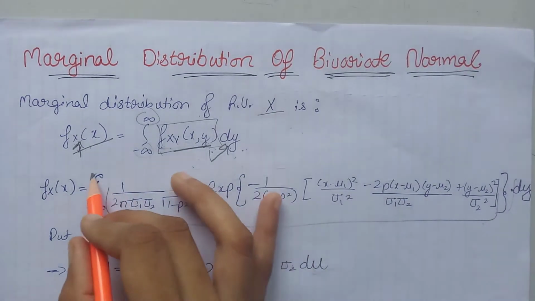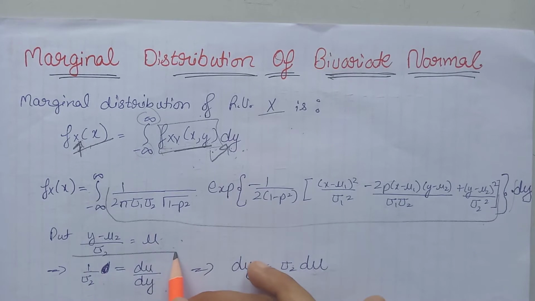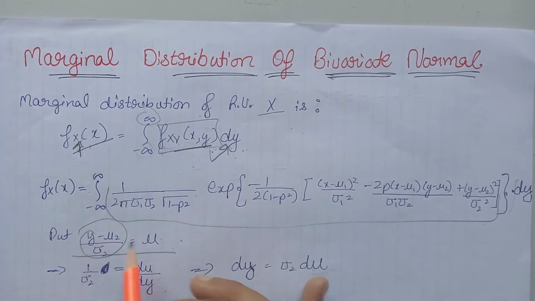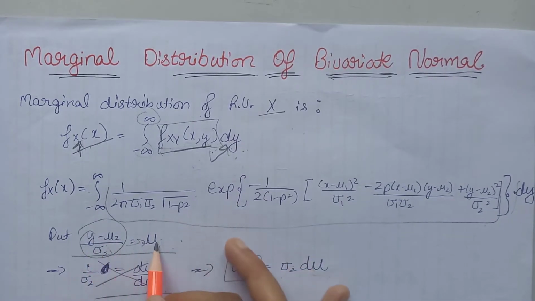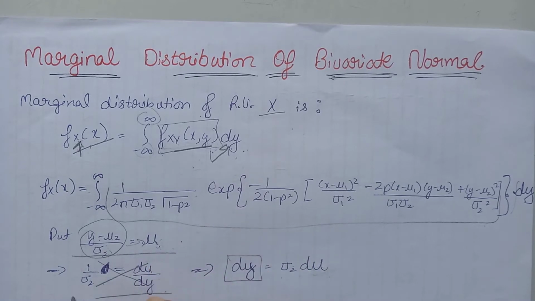Now we know that the value of this joint PDF is actually equal to this whole term. Now for making this integration easier, we will use this substitution. That is, in place of this value we will write only mu. After differentiating both sides with respect to dy, we get this term, and after cross multiplication we get the value of dy is equal to sigma 2 d mu.